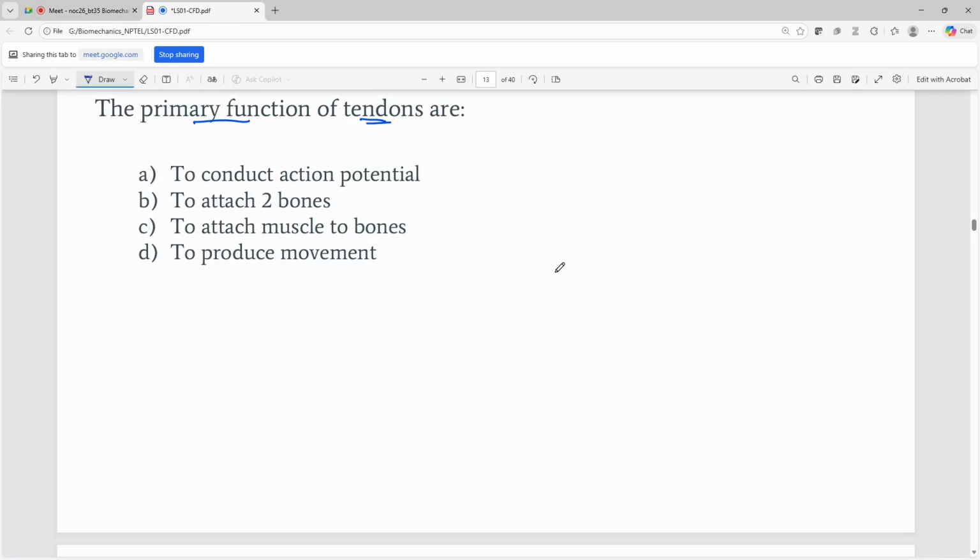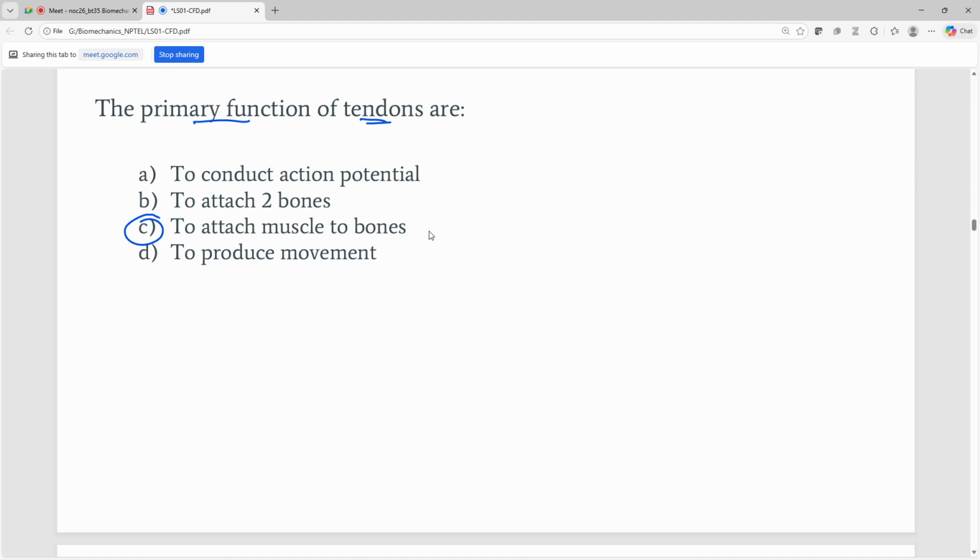Yes, option C, that is to attach muscle to bones. Suppose we have a bone and we have a muscle.